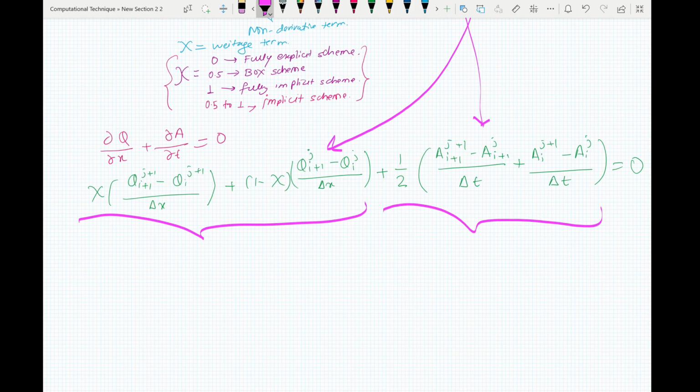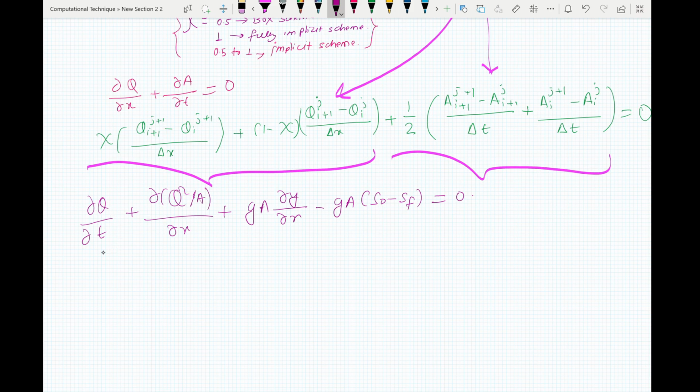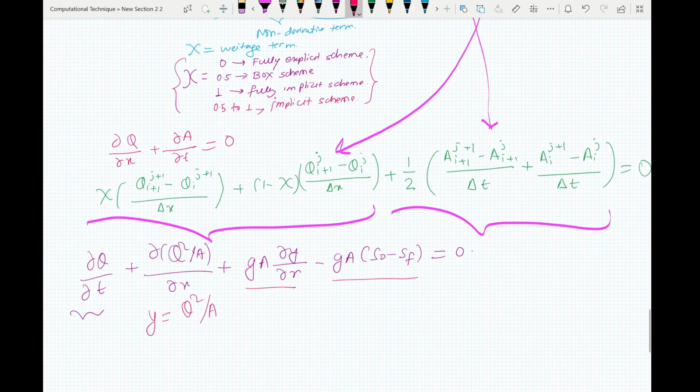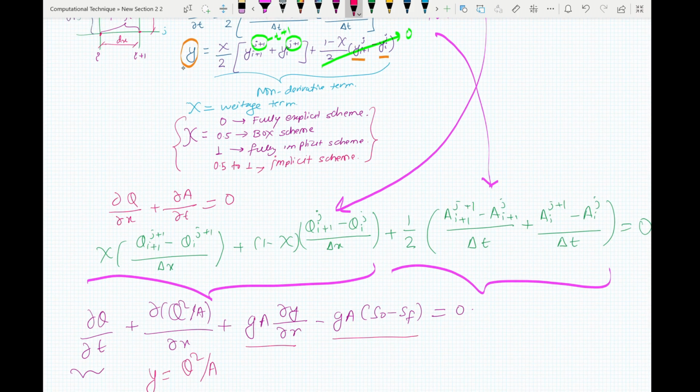Similarly, you can obtain your momentum equation as well. Your dq by dt, as you obtained dA by dt earlier at the top, and substitute your y equals q squared by A in the above equation and obtain this differential equation. Similarly here as well. Now this is your non-differential term, which will be given by this y here.